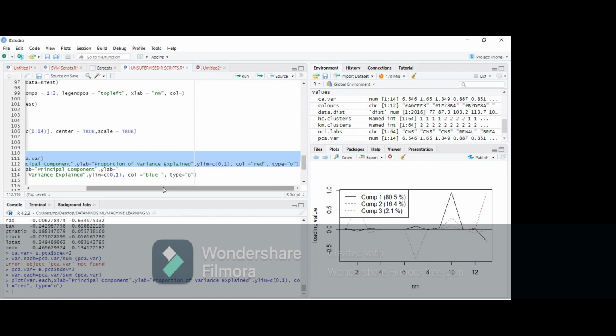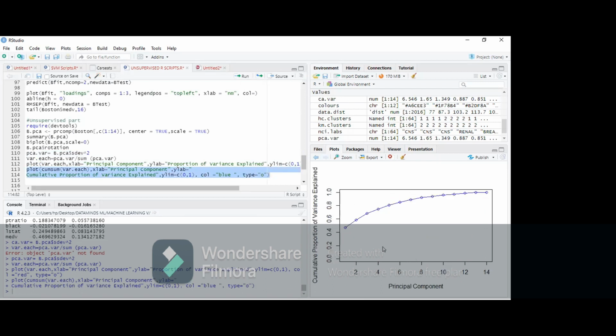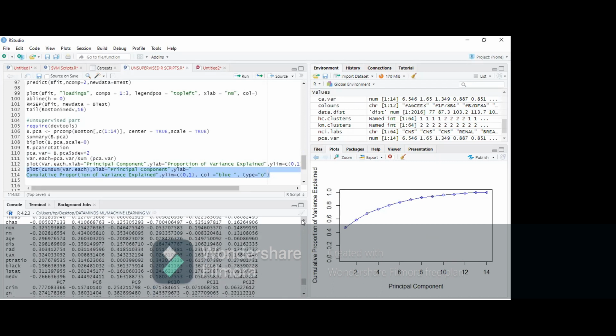So now, these are other plots that we could do. Okay, this is actually the proportion of the variance explained. You can see the scree plot and all. So by and large, we've been able to see how this works.